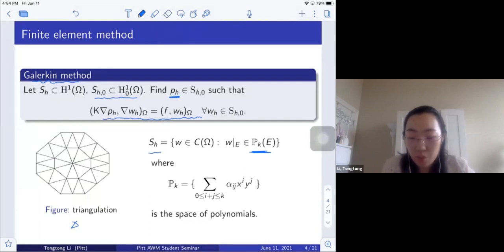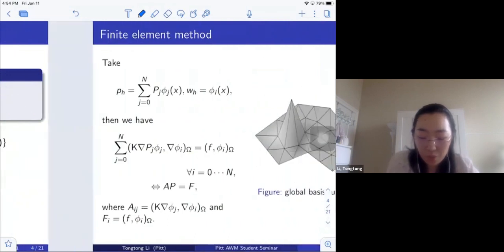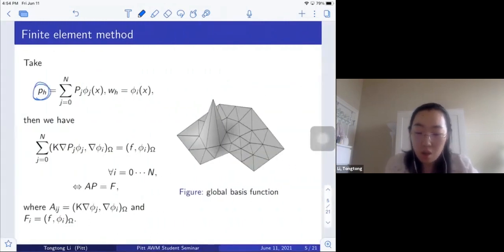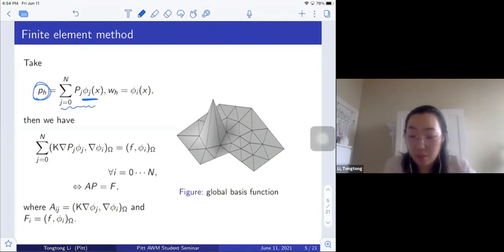The simple functions we usually use here are polynomials, or we can also have functions obtained from polynomials by some change of variables. But let's just think of them as polynomials. Roughly speaking, in this setup for the subspace, we are able to express our ph, the variable that we're interested in, as a linear combination of the global basis functions phi, where phi are the basis functions for the space that we care about.